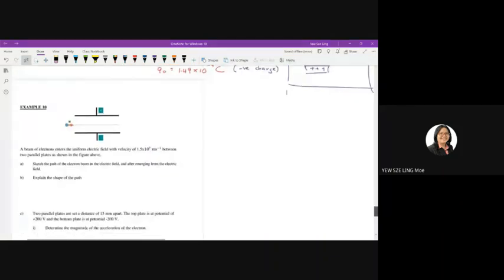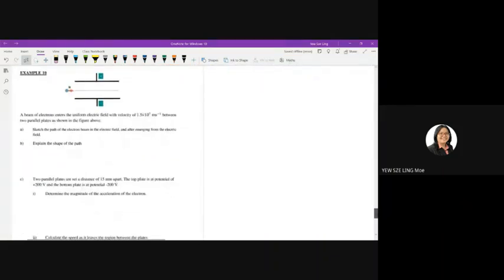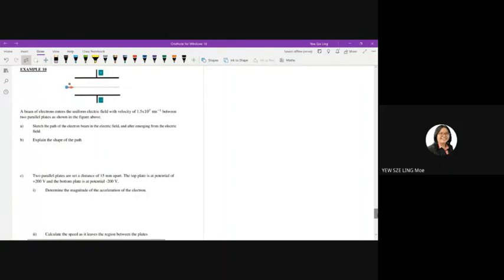So now let's see question number 10, example number 10. This is a typical example of projectile motion in a uniform electric field in parallel plates. A beam of electrons enters a uniform electric field with velocity 1.5 times 10 to the power 7 meter per second. So it's entering with an initial velocity 1.5 times 10 to the power 7 m/s.